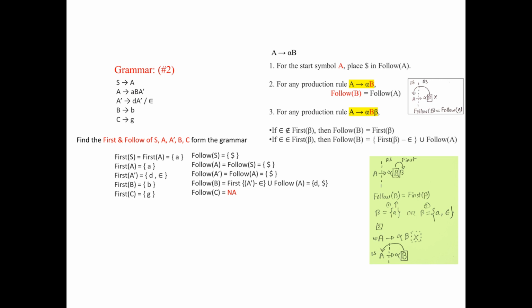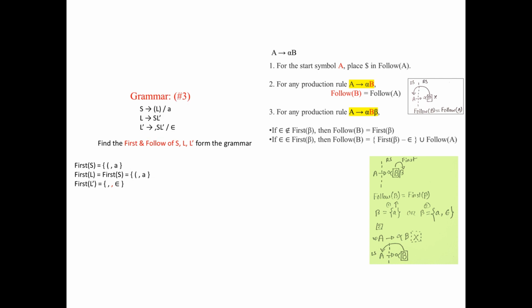One thing to note in determining the follow of C is that the C symbol is nowhere on the right side of the grammar derivation, like the S symbol. Follow of C will be NA. Note, it's not dollar sign like the follow of S, because C is not the starting symbol of the grammar. In the case of the starting symbol, only dollar signs are attached to the follow set, otherwise it will be NA. Hope we have understood the following procedure.